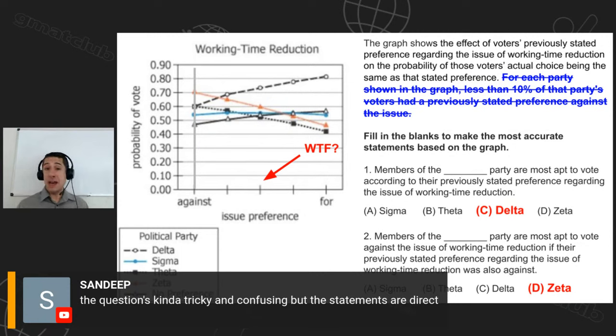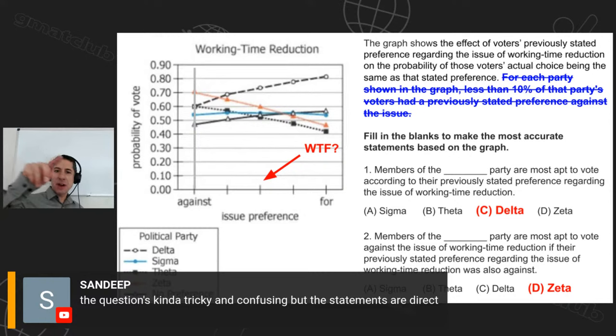But guess what? It doesn't matter. So those things that don't make sense might be flawed. Yeah, it turns out it's kind of irrelevant. Very, very typical. The statements are pretty direct. Again, question number one, getting more questions about that from the live group. Which party is most likely to vote according to their previously stated preference?